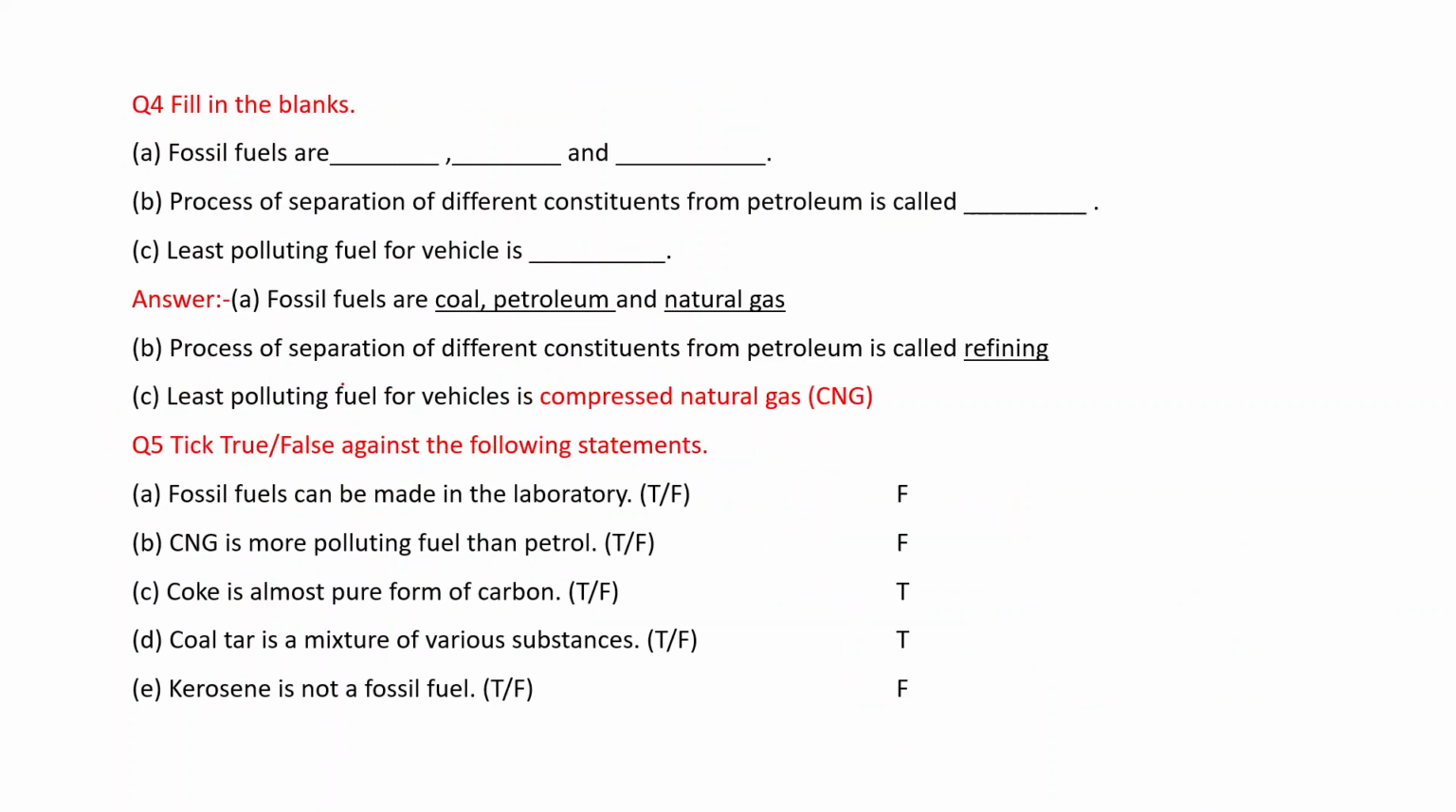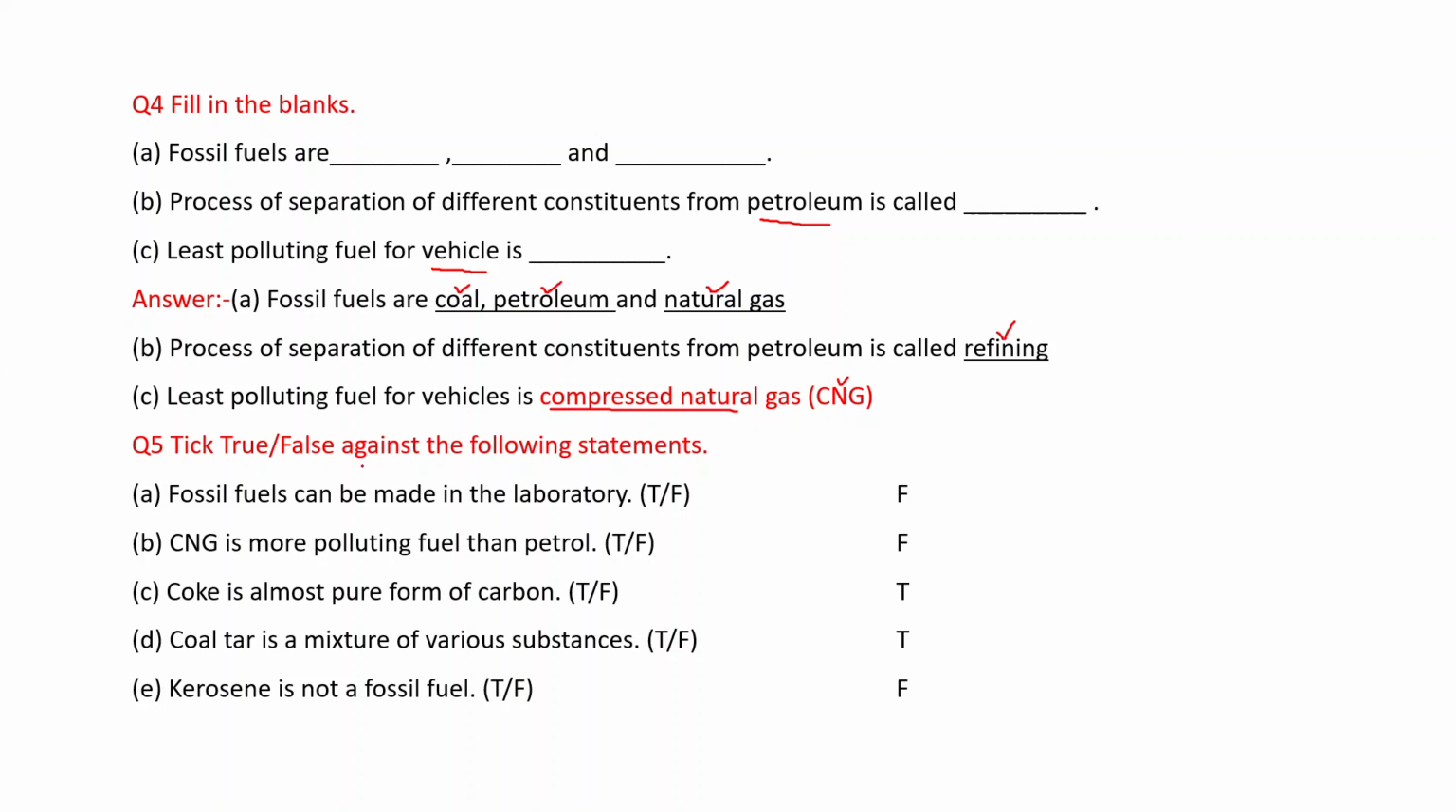Next, fill in the blank. Fossil fuels are, as we discussed, three fossil fuels are there: coal, petroleum, and natural gas. Process of separation of different constituents from petroleum is called refining. Least polluting fuel for vehicle, and here you can either write CNG or you can write the full form of this, compressed natural gas.